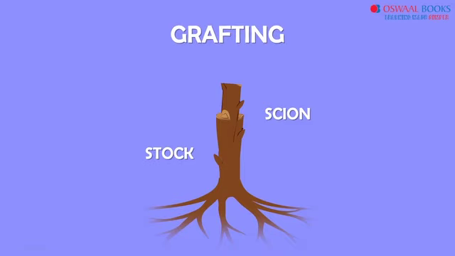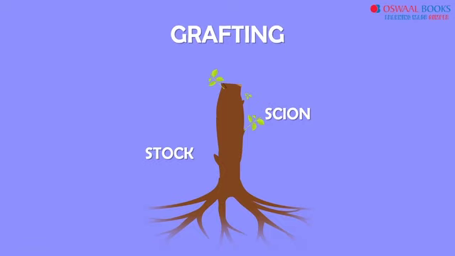Anything else we need to do? Once the two cut parts are joined, it is important to tie them tight with a cloth. We must also cover with a polythene sheet in order to prevent any infection. What do you think will happen in a few days? The wounds of the two plants will heal and the cells will join and form one single plant.